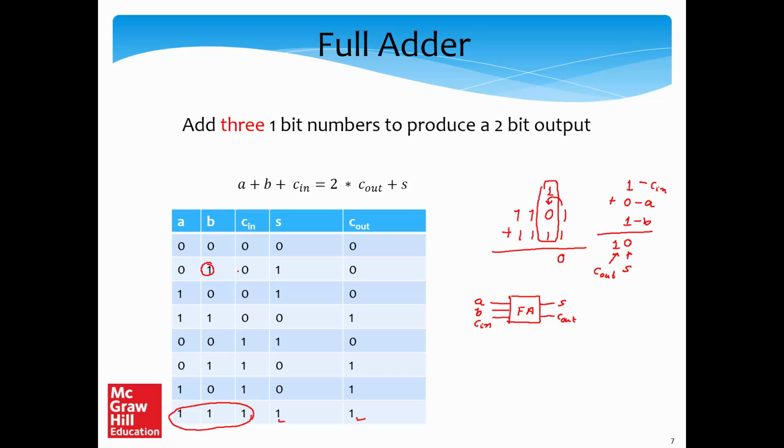B is 1 and A and carry in are 0, or when A is 1, or when carry in is 1, the rest two are 0, or when all three are 1. So what we can see is that the sum is 1 if and only if, out of A, B and carry in, an odd number of them are equal to 1. In this case, B is 1, the rest are 0. In this case, A is 1, the rest are 0. In this case, C in is 1, the rest are 0. Or all three of them are equal to 1.